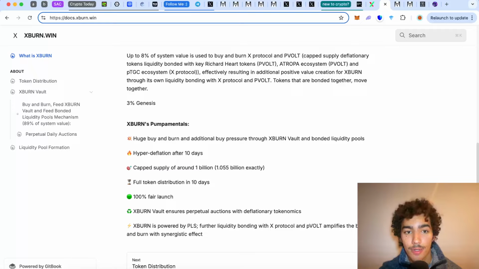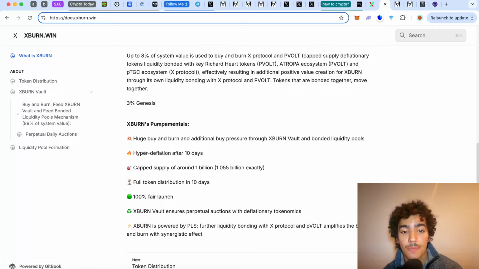Here's the fun part. XBURN's pumpanomics. Huge buy and burn and additional buy pressure through XBURN vault and bonded liquidity pools. Hyperdeflation after 10 days. Capped supply, 1 billion. We know that. 1.055 exactly. Full token distribution. Yep, we know that. 100% fair launch. Beautiful. We love that. XBURN vault ensures perpetual auctions with deflationary tokenomics.